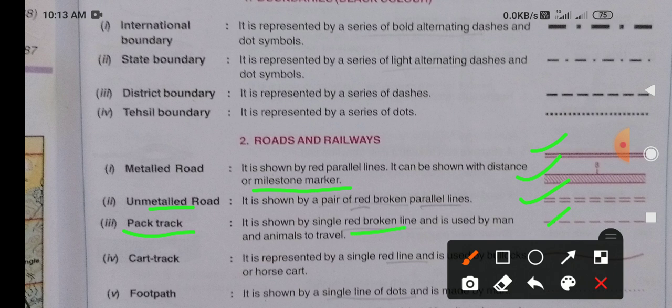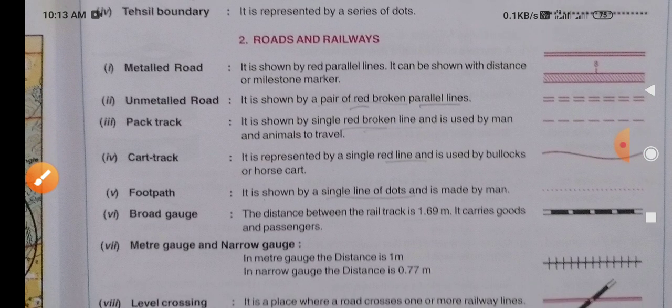You please try to read it carefully. Okay. Similarly, cart track. All of you know where a cart can move. Okay. So similarly, footpath is there. Footpath is marked with red dots.